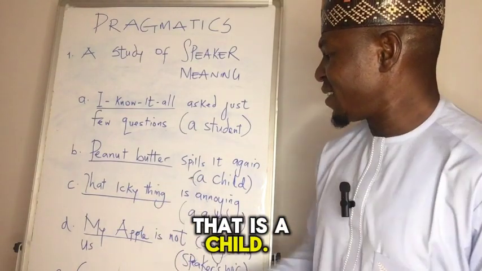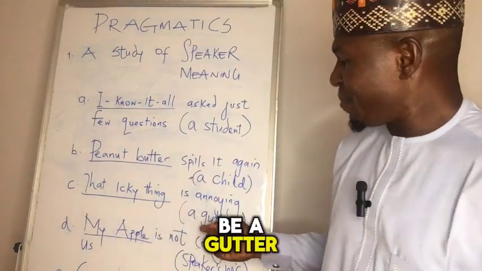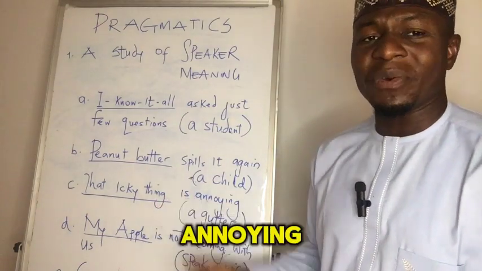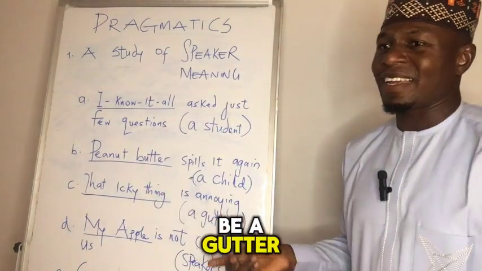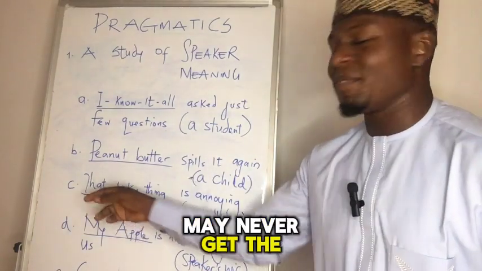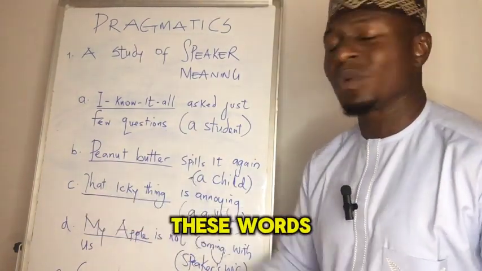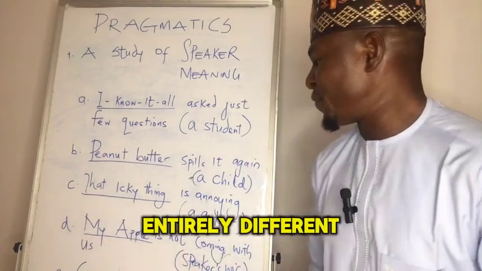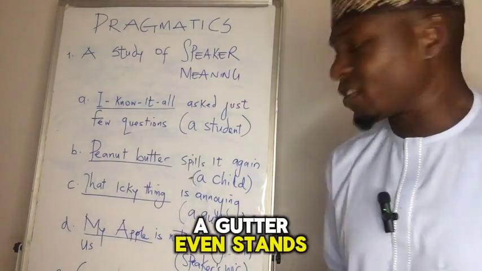"The icky thing could be a gutter." That icky thing is annoying. The icky thing could be a gutter. But someone that doesn't belong to that speech community may never get the meaning of these words. And if you take these words in isolation, they mean something entirely different from what a gutter even stands for.